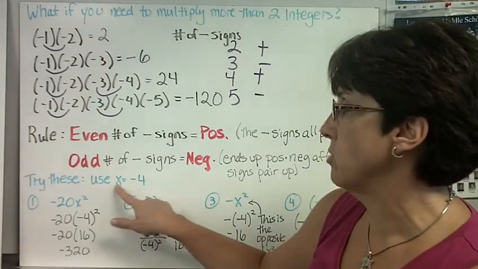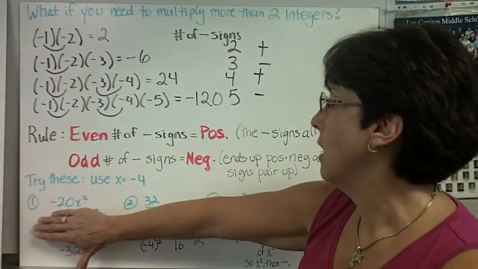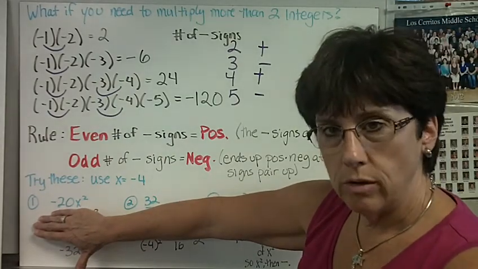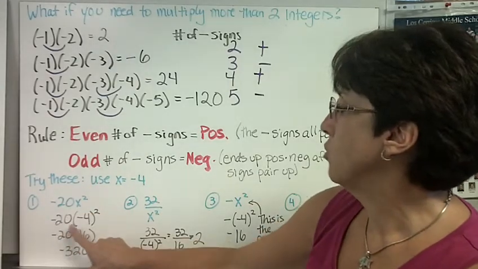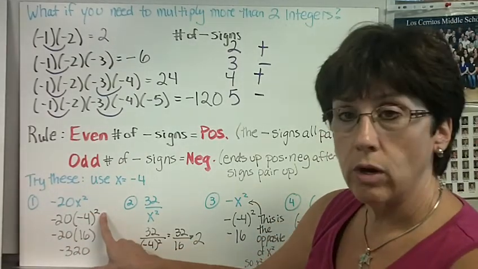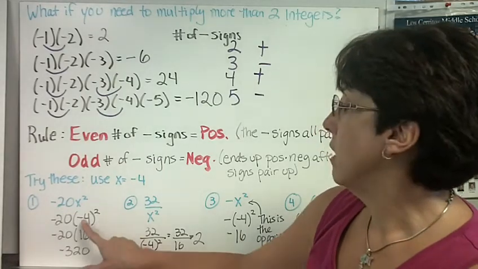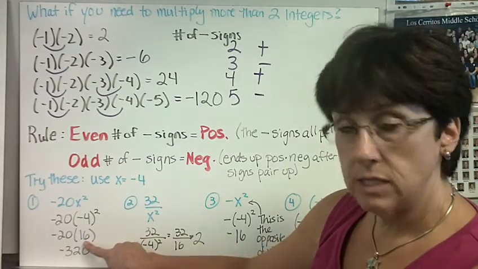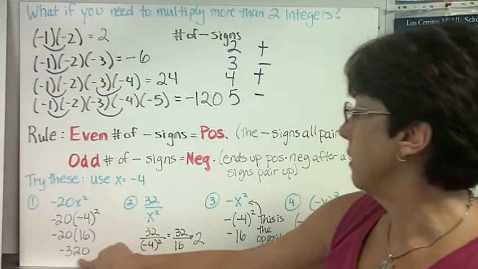Let's try these examples using x equals negative 4. I'll cover up the work for the first one. Negative 20 times x squared. Remember, when we substitute, we use parentheses. Negative 20 times negative 4 squared. Following order of operations, we do exponents before multiplying. Negative 4 times negative 4 is positive 16 times negative 20, negative 320.